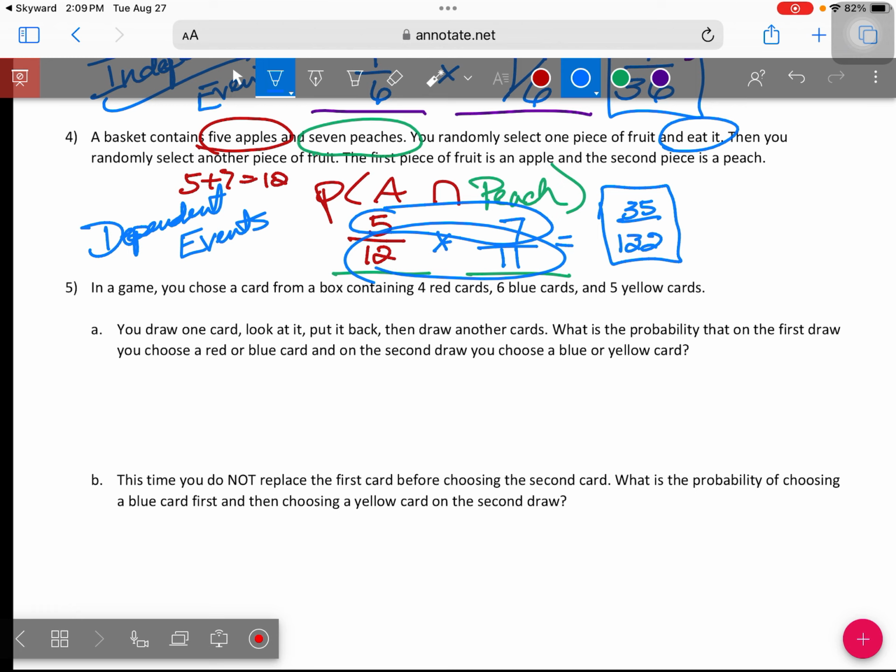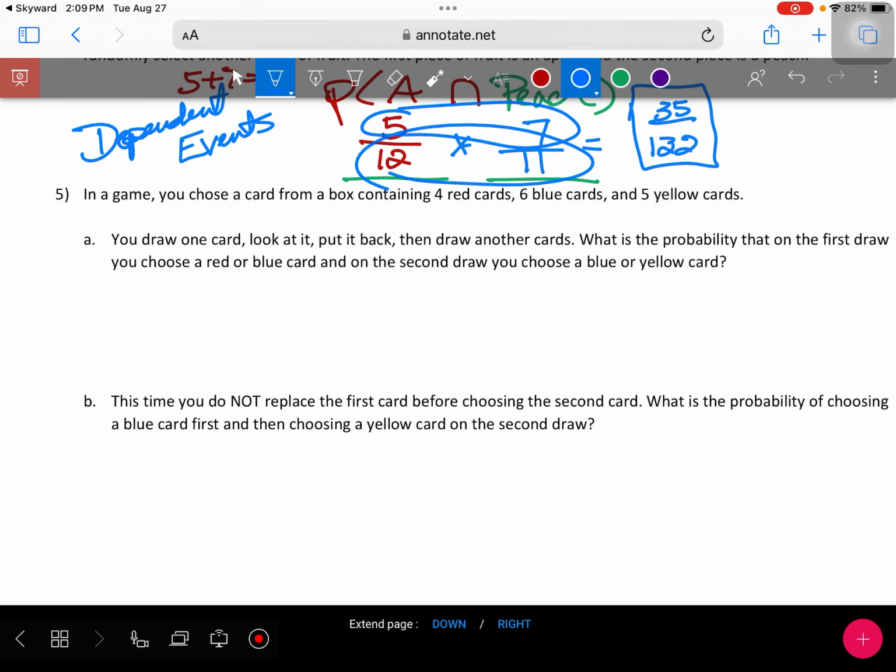So in a game, you choose a card from a box containing 4 red, 6 blue, and 5 yellow cards. Guys, come on. This would go faster if people would stop talking. You draw 1 card. You put it back. Then you draw another card.